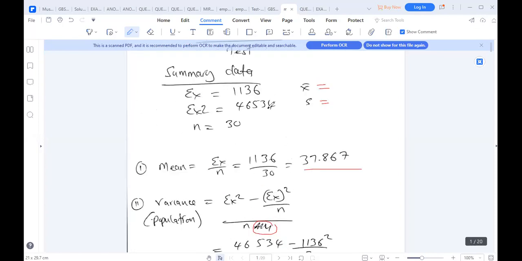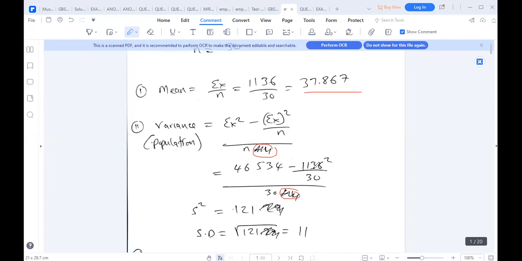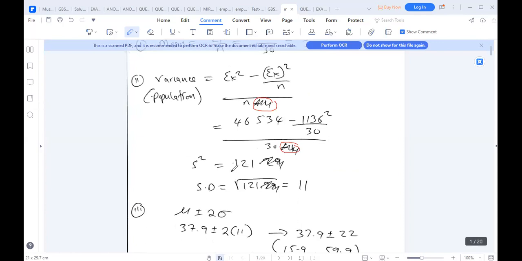The minus 1 is out. So we simply calculate it as follows. Our 46,534 minus 1136 squared over 30, divided by 30. So the answer is going to be 121. So 121, when you square root it, we get our standard deviation as 11. Now, are we clear on this population? So the population standard deviation is given by the symbol sigma. So after we find our variance, when we square root it, we get our standard deviation.